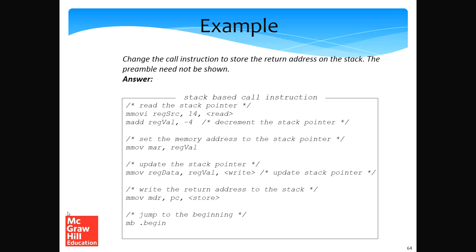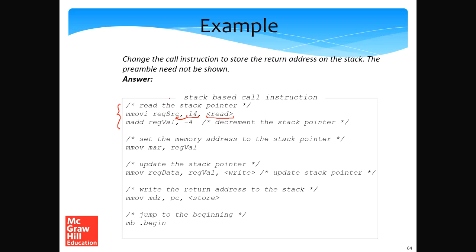So a stack-based call instruction is like this. The first thing that we need to do is read the value of the current stack pointer. Then we need to decrement the stack pointer and store the return address there, and we need to return. So let's read the stack pointer first. We move the ID of the stack pointer register, 14, into the micro register reg source, and simultaneously we issue a read command.